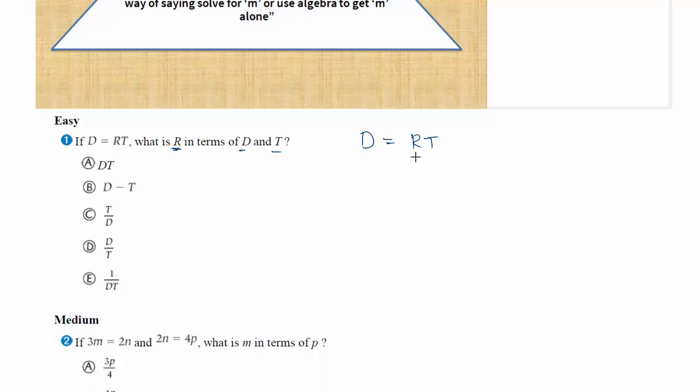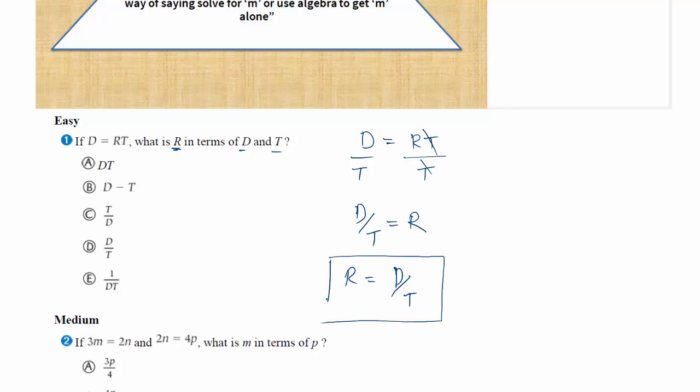So what we can do is divide by t on both sides. The t's will cancel out, so d divided by t is equal to r, or r is equal to d divided by t, because if a is equal to b, then b is equal to a, right? So r is equal to d divided by t. So which option? Option D, r is equal to d divided by t. This is the correct answer.